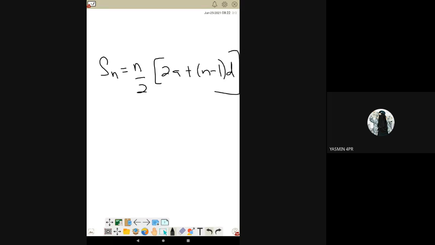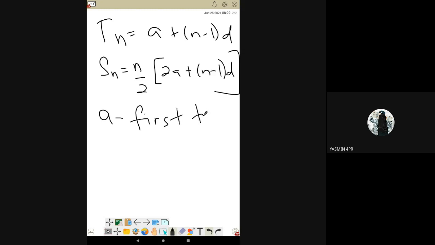So what is A, what is T, what is N? When we want to find the value of term, A plus N minus 1 D. A is the first term. N is the term. Which term do you want to find? Next, D. D is the common difference.